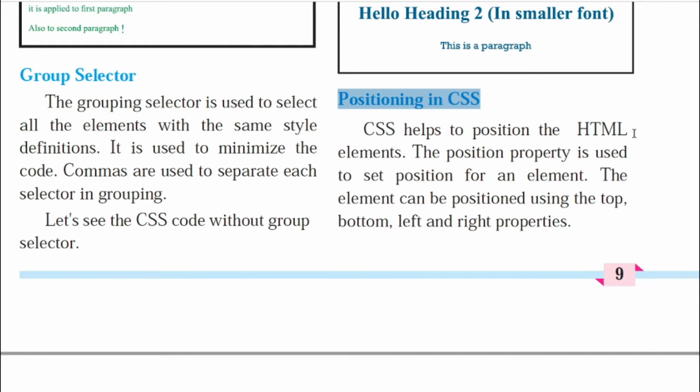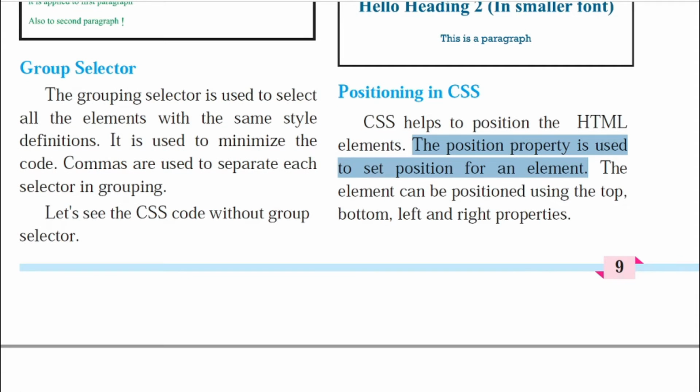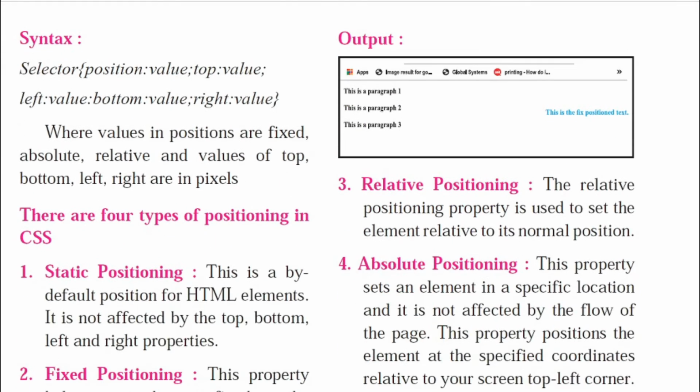Imagine a website which is jumbled up. Imagine a web page which is not looking that good because things are not placed properly. Similarly, positioning helps to position the HTML elements properly in particular positions. The position property is used to set position for an element. Yes, my dear students, where the paragraph will be, where the heading will be, where a particular image will stand, everything is decided with the help of positioning in CSS. The element can be positioned using top, bottom, left and right properties. So in this way, my dear students, positioning in CSS plays a very important role.